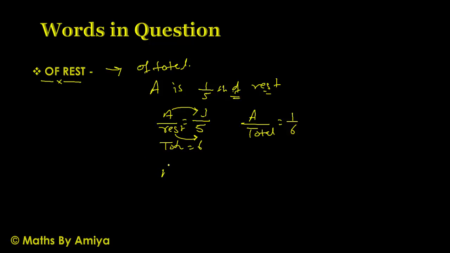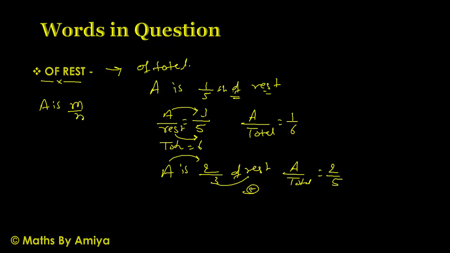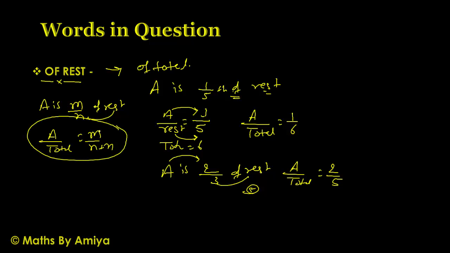I am saying again, A is 2/3 of rest. What does it mean? A is 2, rest is 3. So total is 5. So A upon total is 2 upon 5. I hope it is clear. So if we say A is m by n of rest, it means A is m, rest is n. So A upon total is m upon m plus n. This is one of the most important words for our question: of rest. If we have A upon total, A is 5, total is 9, so rest is 4.